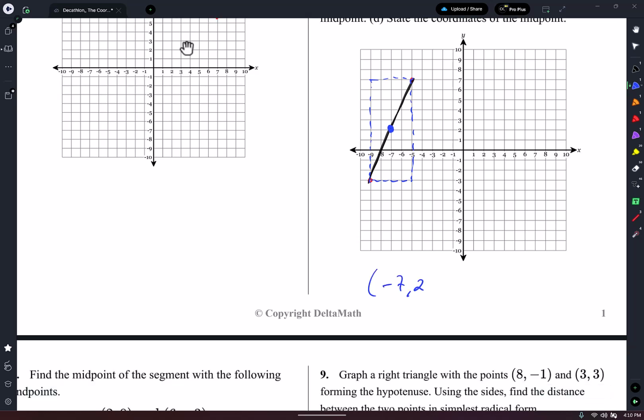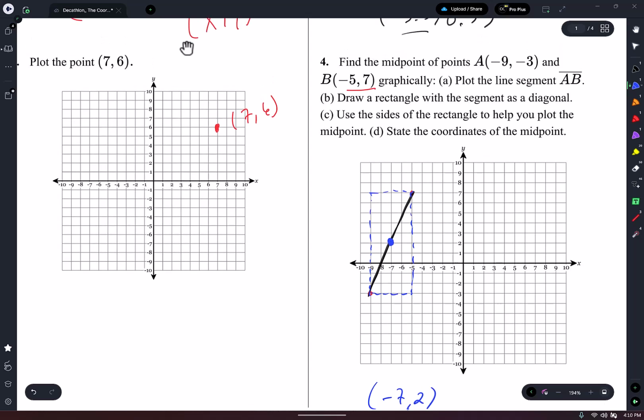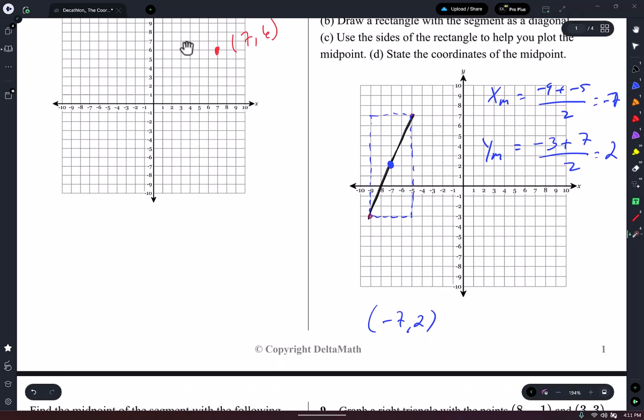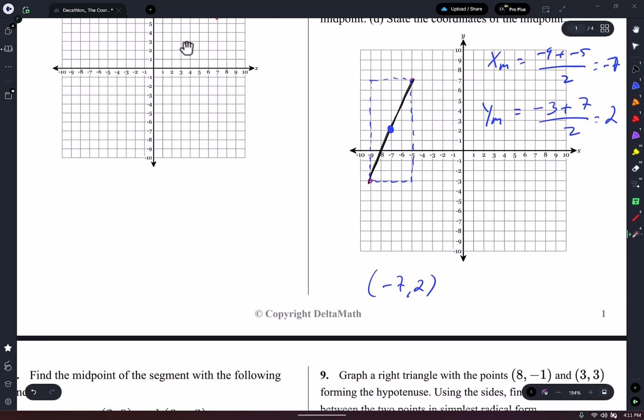There it is. And then you can verify it. You don't have to be perfect, but you can verify it by doing this. xM, -9 plus -5 divided by 2. That's -7, because -9 plus -5 is -14, divided by 2 is -7. Do you guys see that? yM, the M just stands for middle. -3 plus 7 divided by 2. Negative 3 plus 7, that's 4. And 4 divided by 2 is 2. So there it is, (-7, 2). What do you guys think? Not that bad, right? Kind of easy.